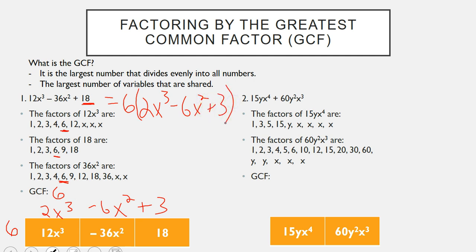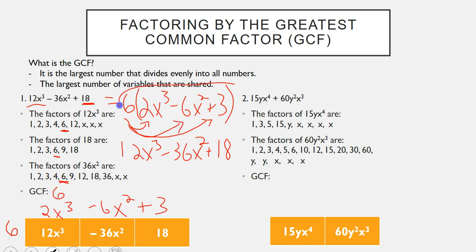Basically, what this is doing is reversing the distributive property, so you can go backwards and just distribute. Once you do, you should get your original problem. If I take 6 times 2x cubed, I get 12x cubed, so that's my original, which is nice. 6 times negative 6x squared gives negative 36x squared. And 6 times 3 gives 18. So we know this is the answer, which is perfect.